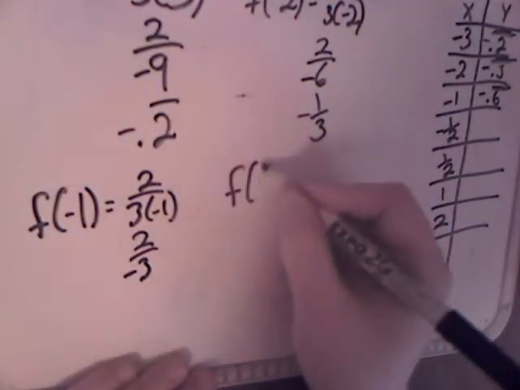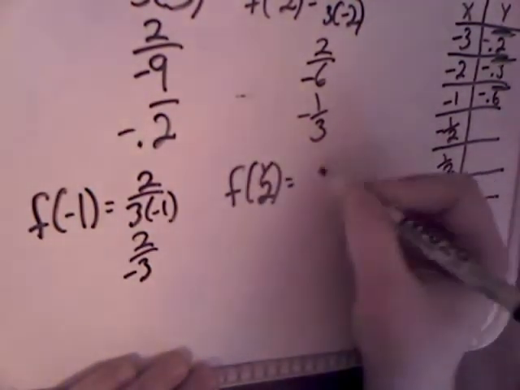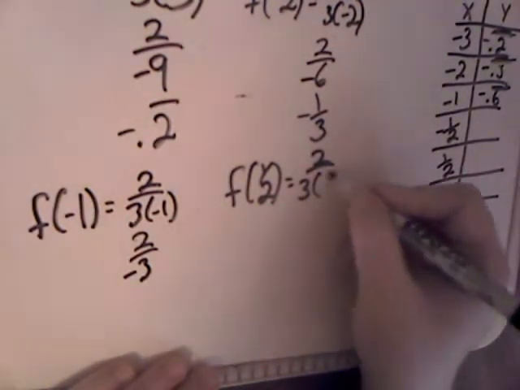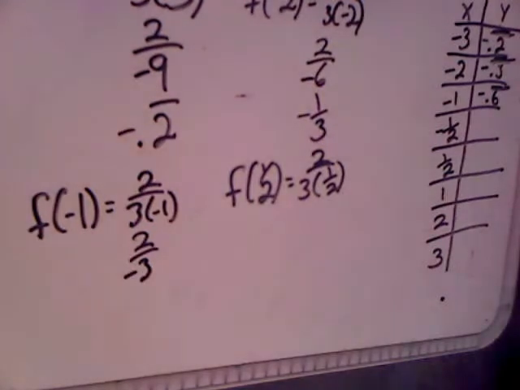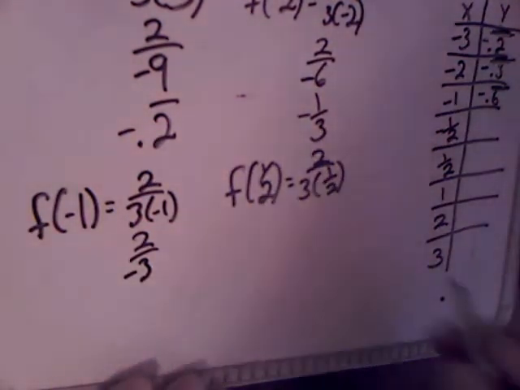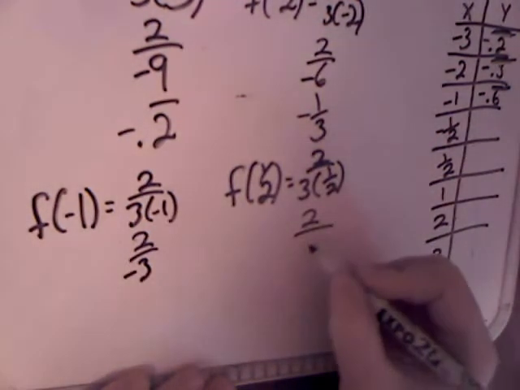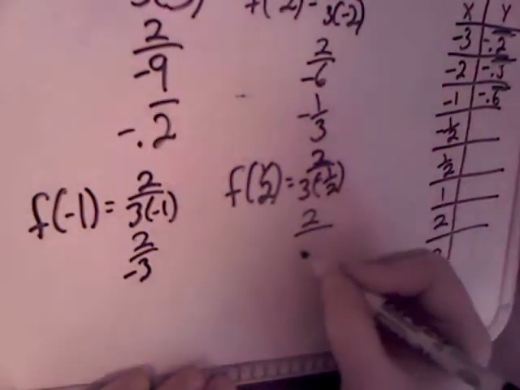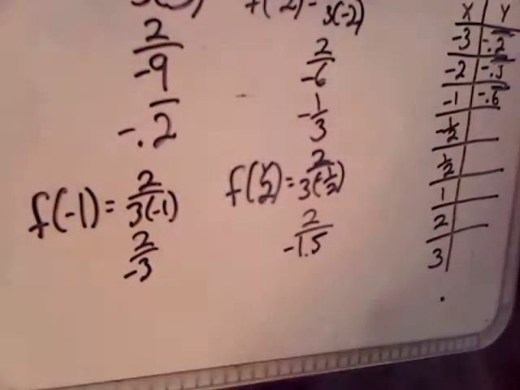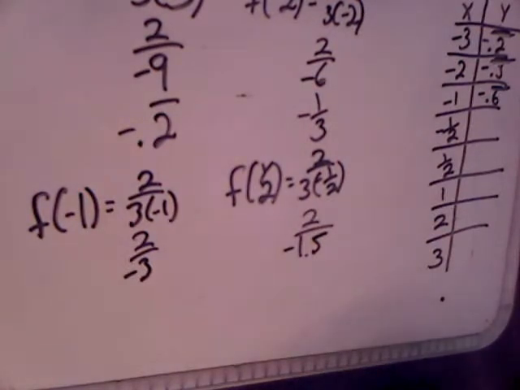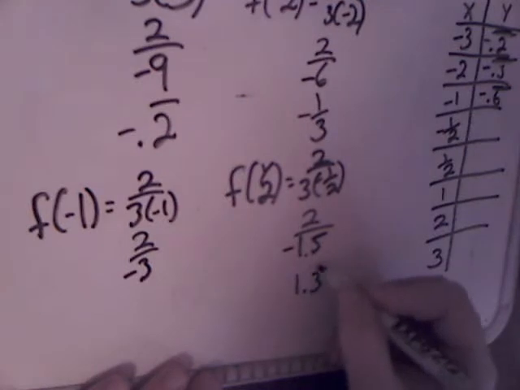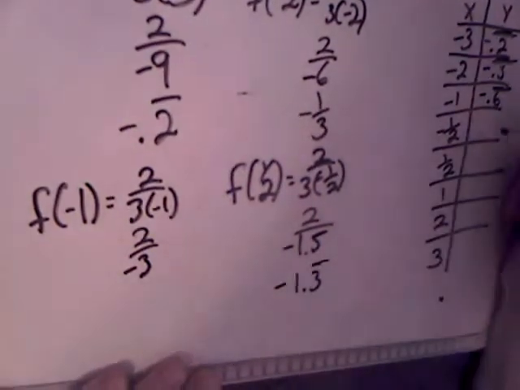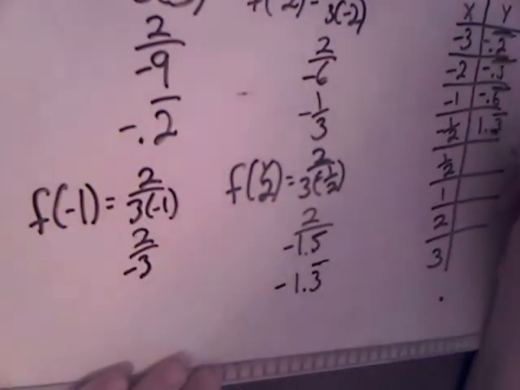And then the last one is going to be 2 over 3 times 1/2. 3 times 1/2 is actually going to be 0.5. Oh, this is a -1/2, so it's going to be -1.5. 2 over negative 1.5 is actually going to be negative 1.3 repeating. And this just gets all sorts of fun.